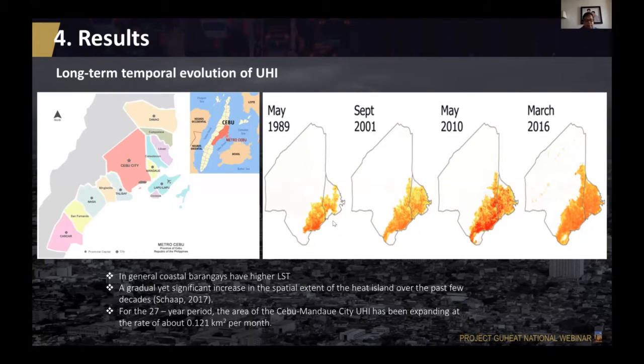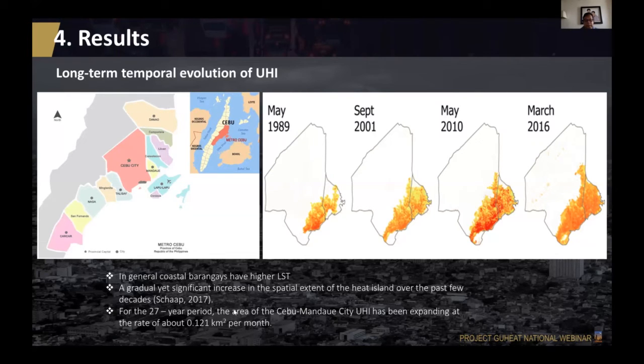So these are the general observations that we have: coastal barangays have higher land surface temperature compared to other areas. There is a gradual expansion of the UHI area, of the areas where land surface temperatures are high.